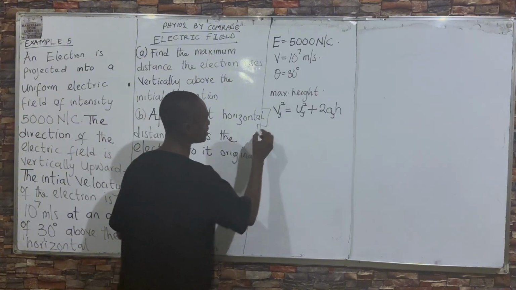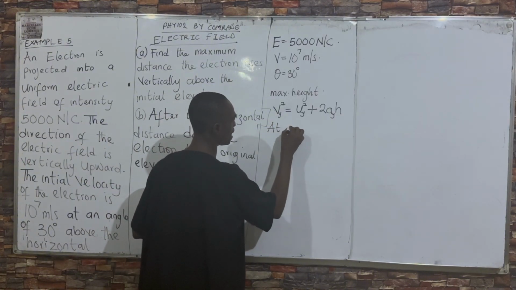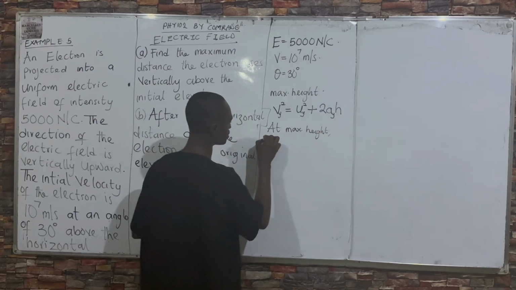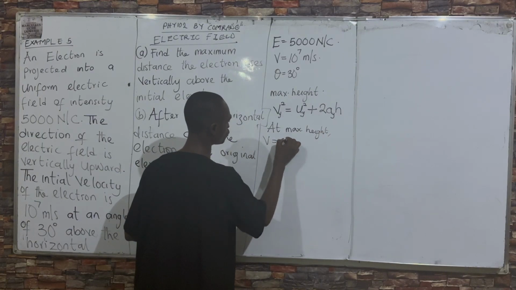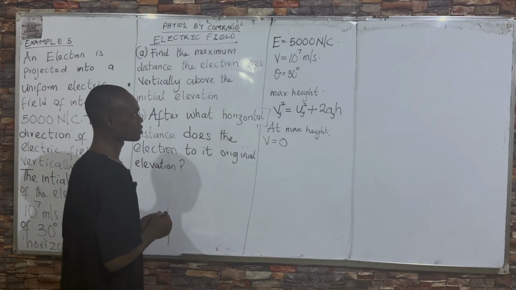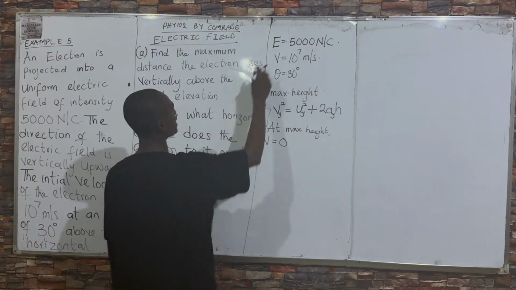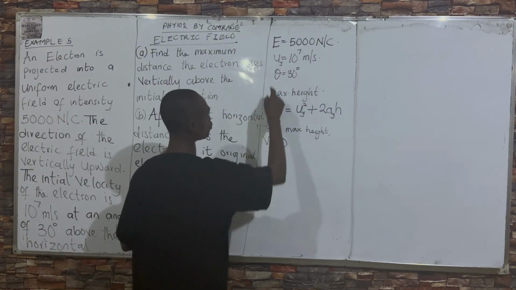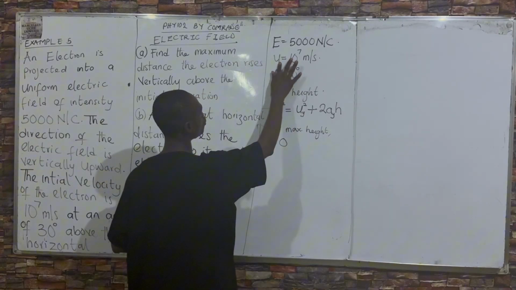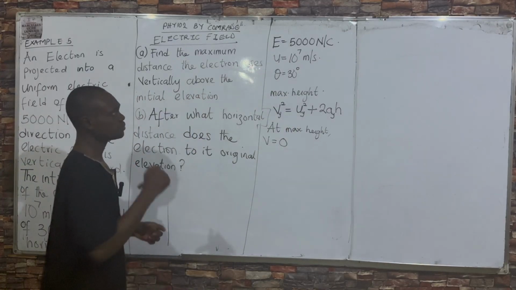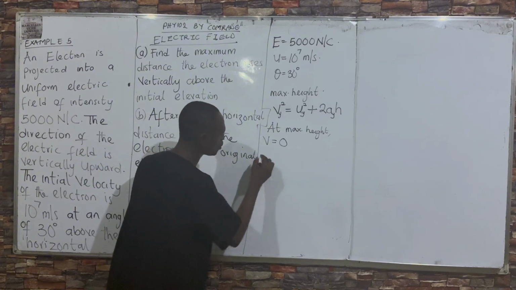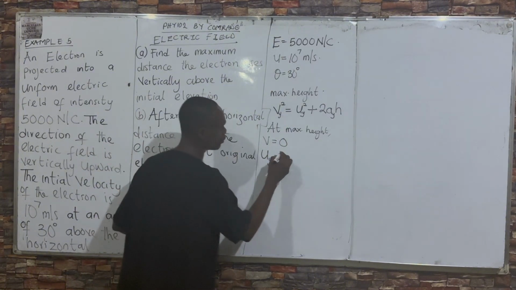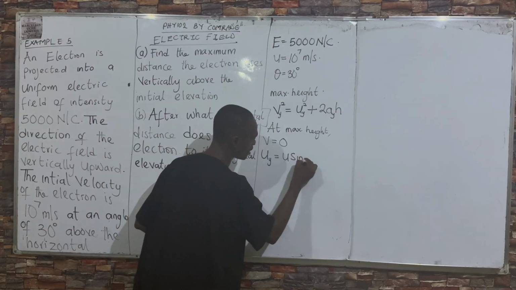Do not forget again that at maximum height, you must remember that v is equal to 0. And our initial, which should be uy, is what? Now, how do we get our uy? Do not forget that you can resolve this into the vertical component, which is u sine theta.